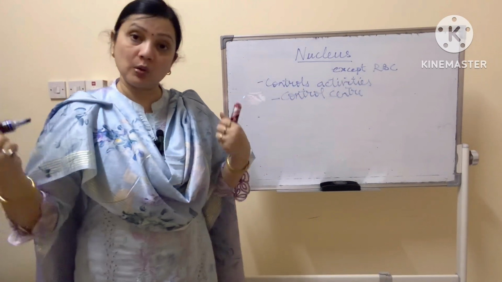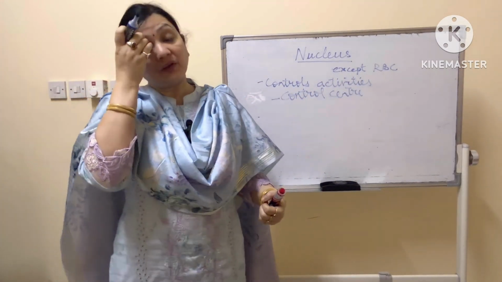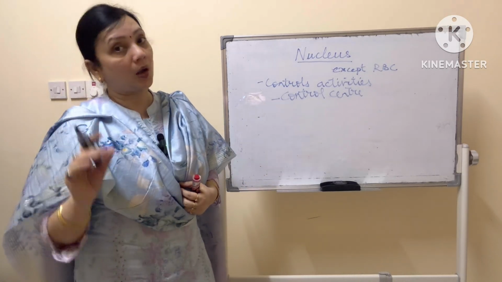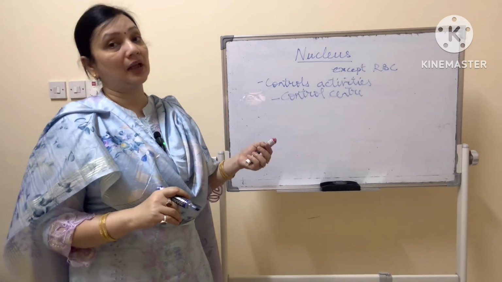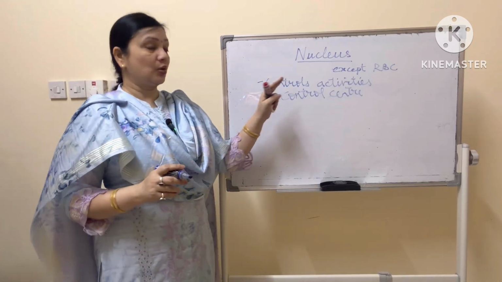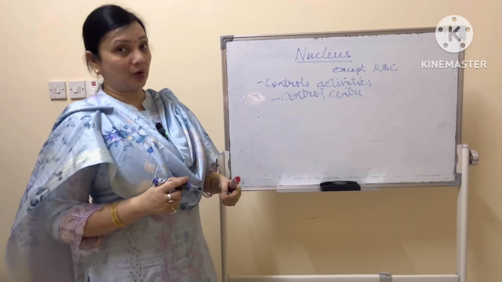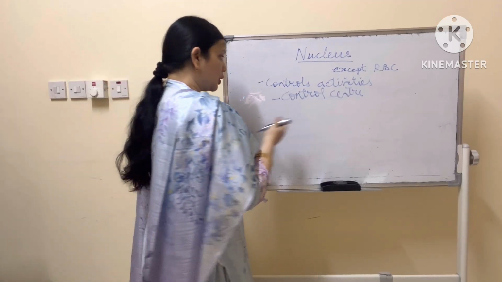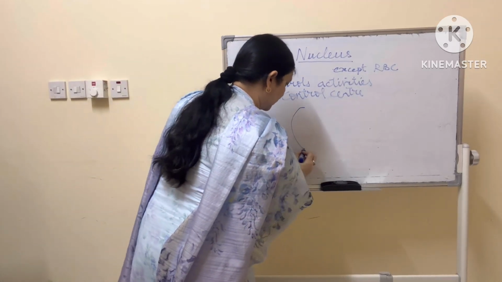Like the brain controls all the activities in our body, in the same way the nucleus controls all the activities which are going on in the cell. That is why the nucleus is called the control center of the cell, or the brain of the cell. Now let us look at the structure of the nucleus.